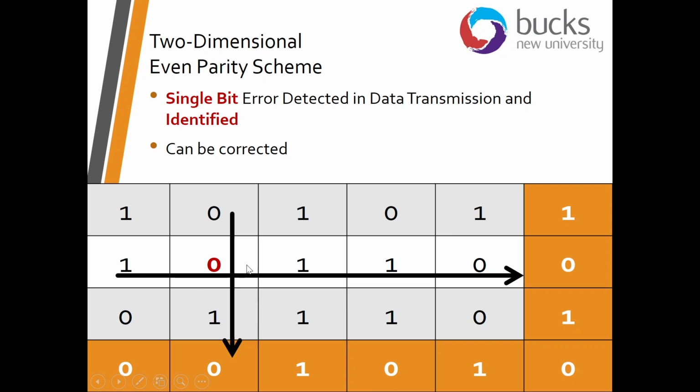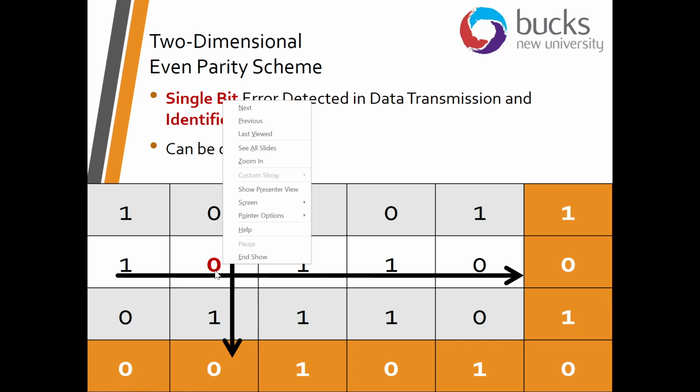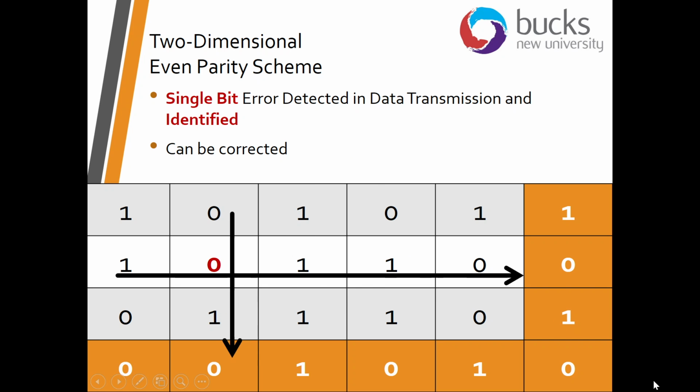So by looking at it in terms of rows and columns and checking the parity, we know that we've got an error. We've also got problems in terms of our output here. We've got a 0 here, so we've got an output issue in terms of the overall parity checking of this two-dimensional check.